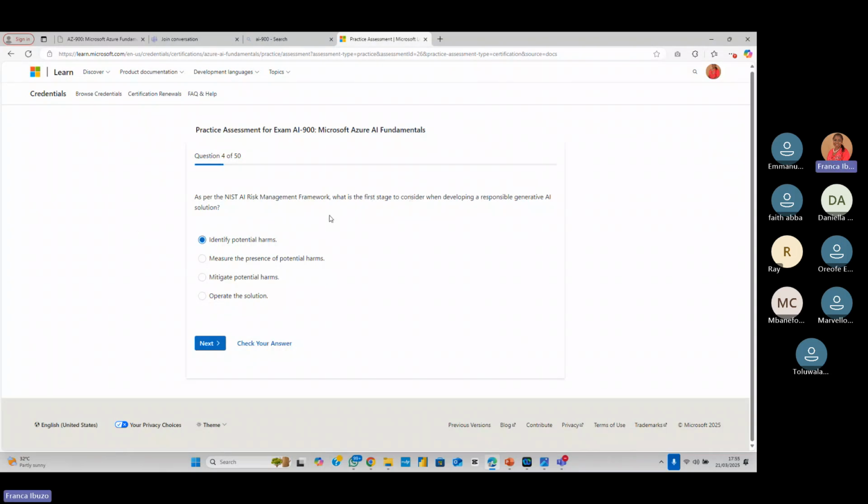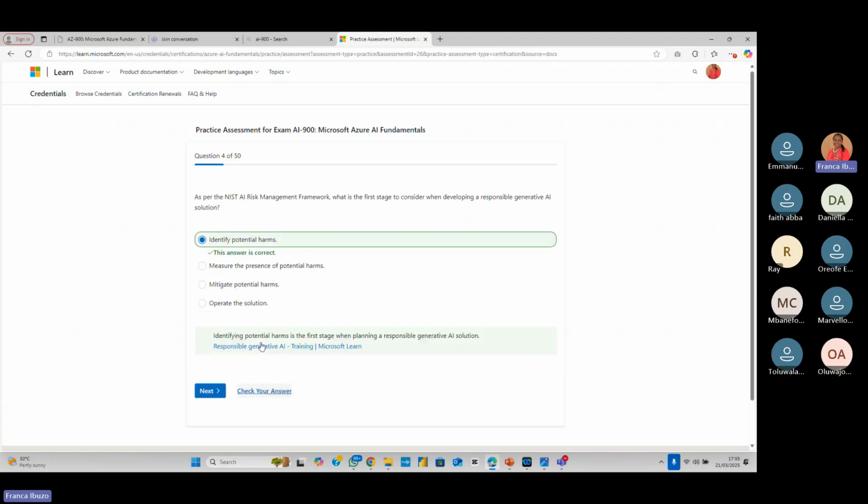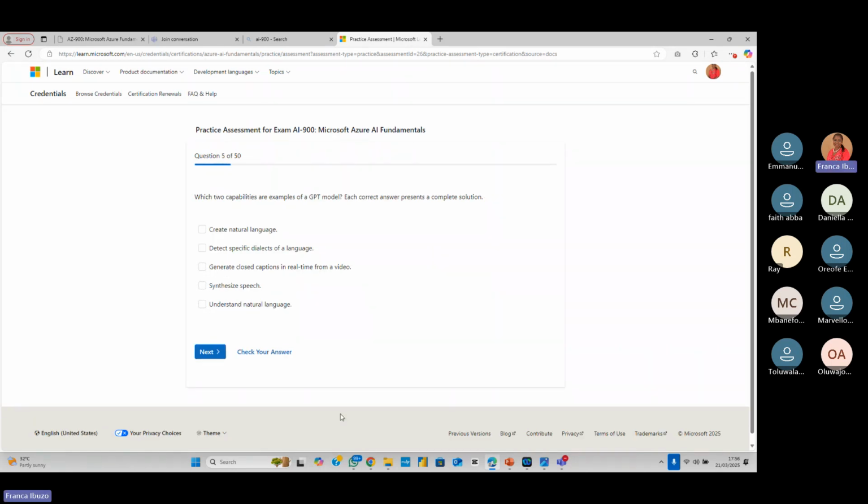See, we just finished this one. What is the first stage to consider when developing a responsible generative AI? That's what we just did. Yeah, that's identify potential harms. Okay, can you read the explanation? Identifying potential harms is the first stage when planning a responsible generative AI solution. Correct. Okay.